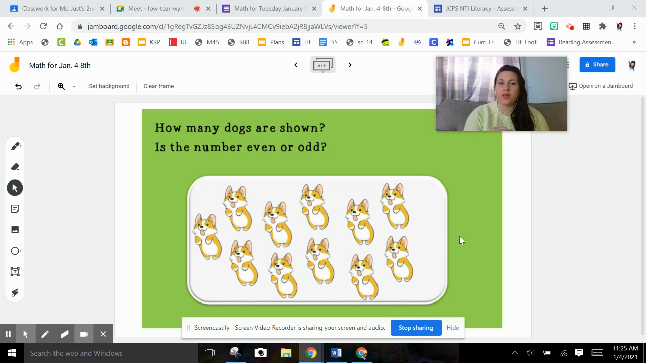So today we're going to be working with even and odd numbers. And what I love about learning about even and odd numbers is that it's a lot of fun. You're not stacking numbers, you're not making models. It really doesn't take a lot of work for you to be able to solve these equations, and it's usually pretty fun too.